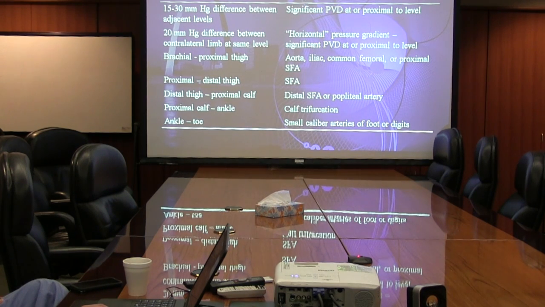So I think you guys got this. If you look at the bottom half of the chart, you go between the segments where you see the pressure gradient. You may see pressure gradients at a couple different levels, and you've got multi-level disease.